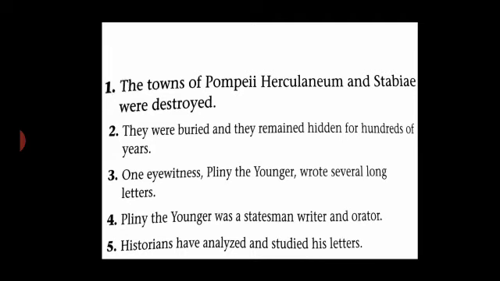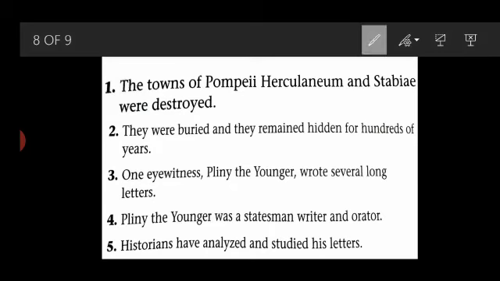The towns of Pompeii, Herculaneum, and Stapi were destroyed. How many items can you find here? I think that we have more than two items. The first one, as you see, is Pompeii. The second one is Herculaneum. The third one is Stapi. So I have three different items. So do I have to write them as you see now? Of course no. So what's the correction? To use a comma between the first and the second and the third, or before and, as you see right now.